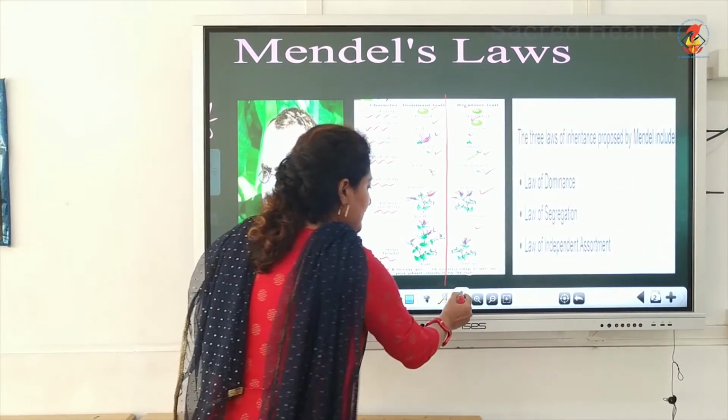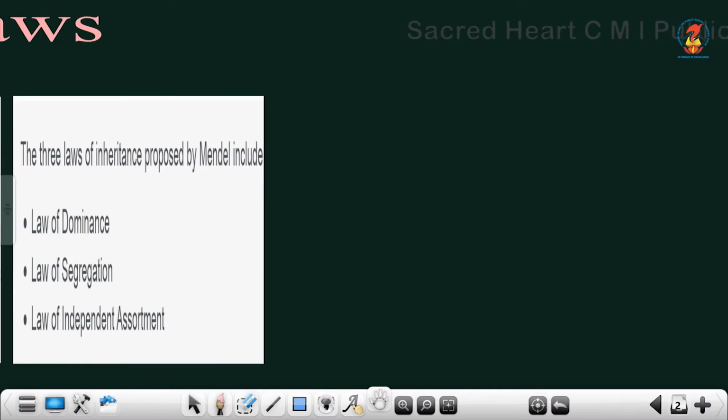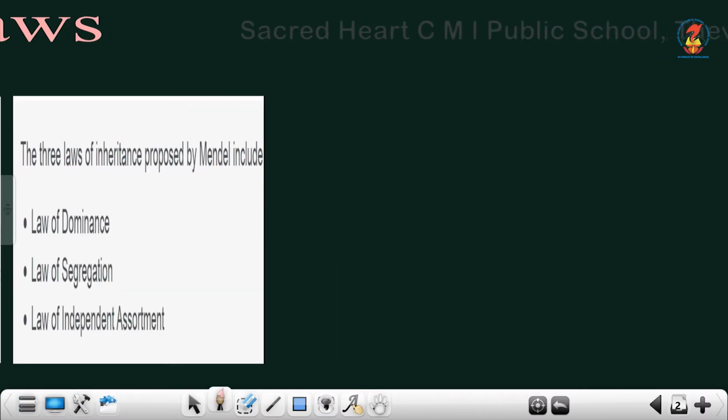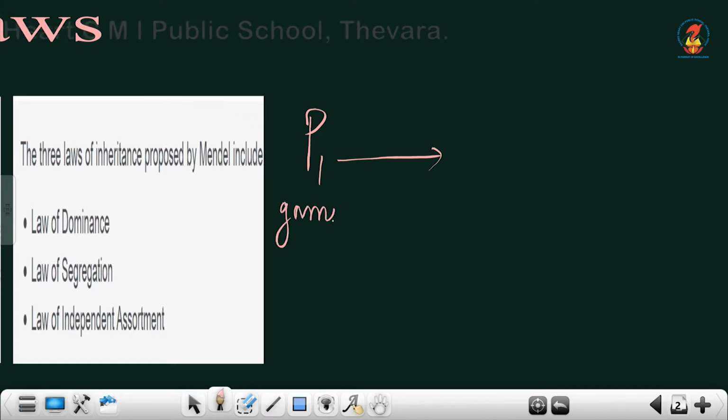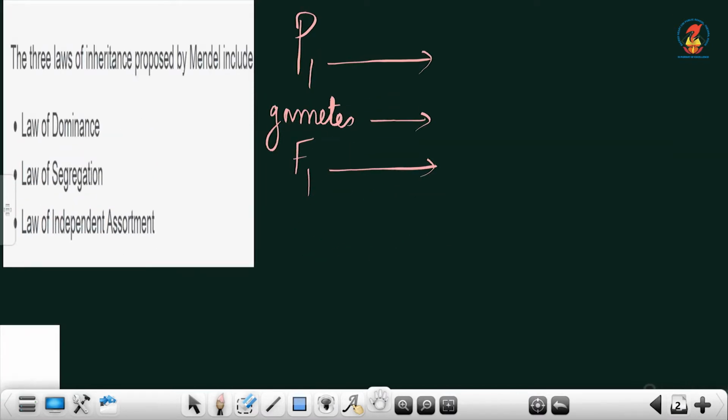Now again, getting back to the rules of working a problem. Any genetic problem will have the following format. First, P1. P1 stands for first parents. Second step, gametes. Third step, first generation, F1, first generation or filial 1. In Latin, it is filial generation. Then if you have to get the F2 generation, continue again with P2.